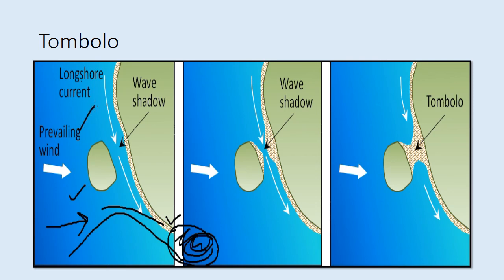Suppose this is an island, this is a bar, and wind and ocean current are moving. Due to the wave shadow zone, this part is very shallow and sediment is deposited in that part, and over time this part acts as a bridge with the mainland. That kind of connecting bar is known as a tombolo. Tombolo is very common on the western coast of India near the Ratnagiri and Malvan region.